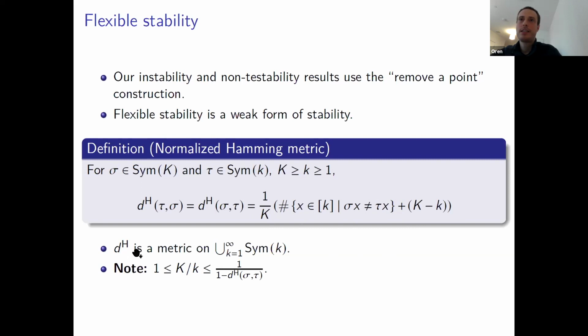This gives me a metric which is not just on one particular symmetric group, but it's a metric on the union of symmetric groups. And now I can start comparing permutations of different sizes. I'm just noting here that with this definition, the ratio between capital K and little k is close to one if the permutations are close. It's at least one if I assume that K is the larger of the two, but if you just unwind the definition here, you'd see that it's at most one over one minus the distance. So if permutations are close, it means that they live in symmetric groups of similar size with this definition. There are also other definitions which don't make it happen, but this is my definition now.